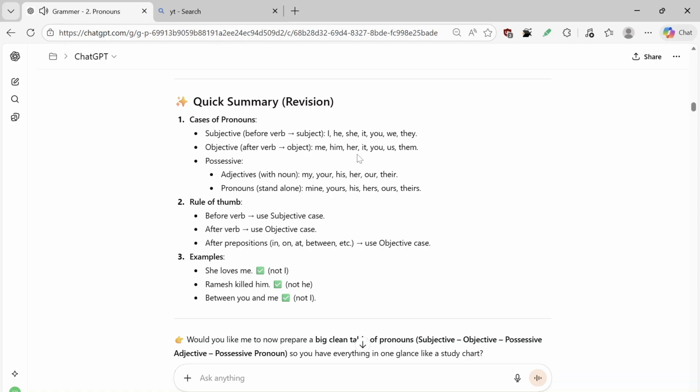2. Rule of thumb: before the verb, use subjective case. After the verb, use objective case. After prepositions, in, on, at, between, etc., use objective case. 3. Examples: She loves me, not I. Ramesh killed him, not he. Between you and me, not I.